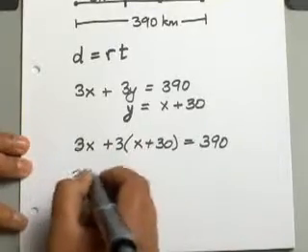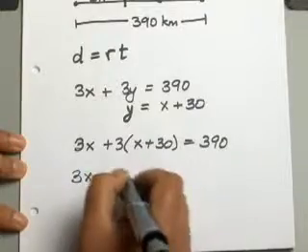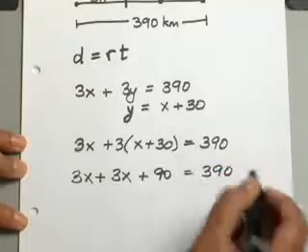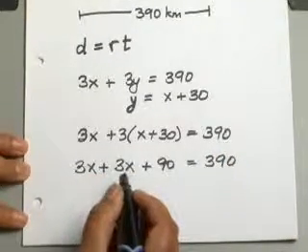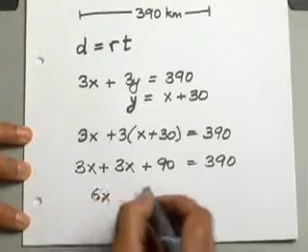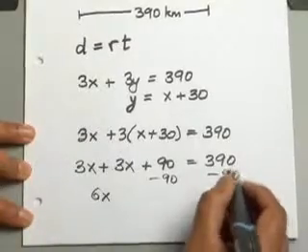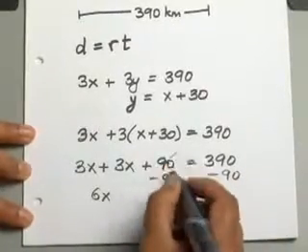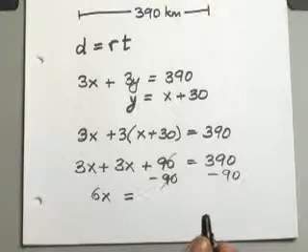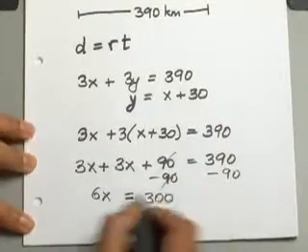So let's go ahead and solve this. You will distribute that 3 inside the parentheses, which will give you 3x plus 90 equals 390. Go ahead and combine your x's together, which will give you 6x. And then, of course, we can go ahead and move the 90 over to the other side. And that ends up giving us 6x equals 300.